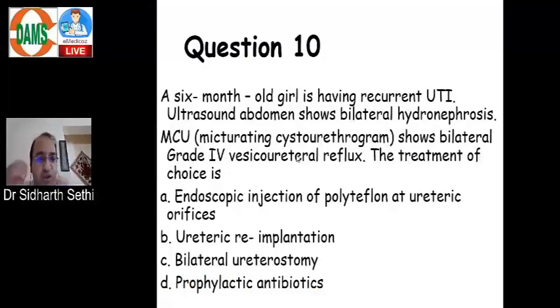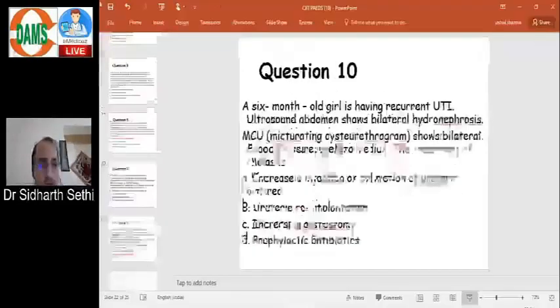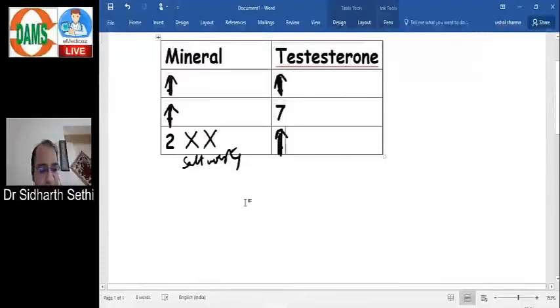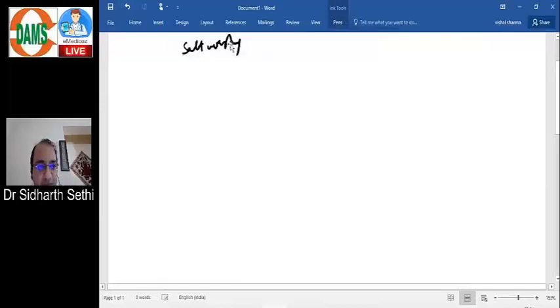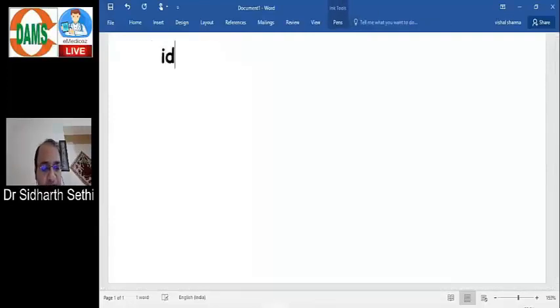Now the last question I thought I'll ask you about is, how do you manage children with recurrent UTI? Remember, today I told you that the most common cause of recurrent UTI in children is VUR, vesico-ureteric reflux. First of all, let me tell you that now we have some guidelines, the Indian Society of Pediatric Nephrology guidelines.